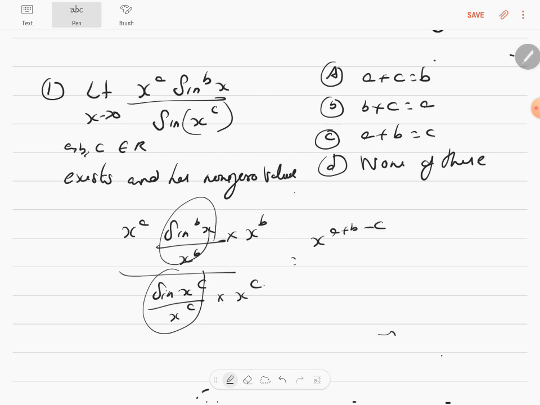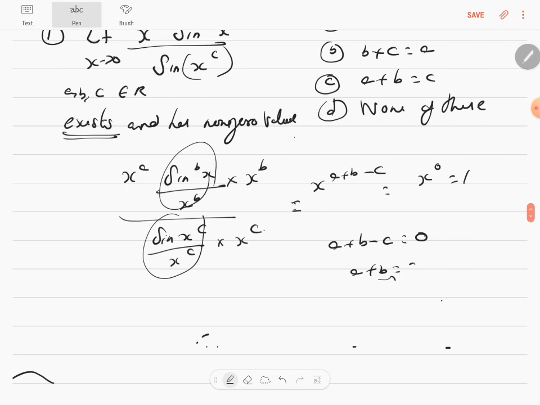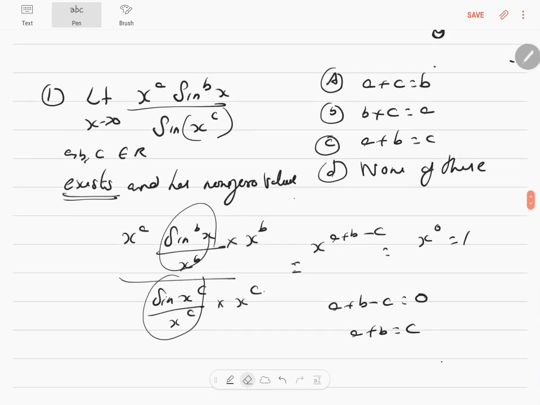And they have said that the limit definitely exists. So x cannot be 0 because it has to be some number, and it has to have a non-zero value. So let me assume that the power can be 0. The only way I can do this sum, the power can be 0. So a plus b minus c can be 0 because x to the power 0 can be 1. So on that assumption I get a plus b is equal to c, and that is the right answer. So this is one question.